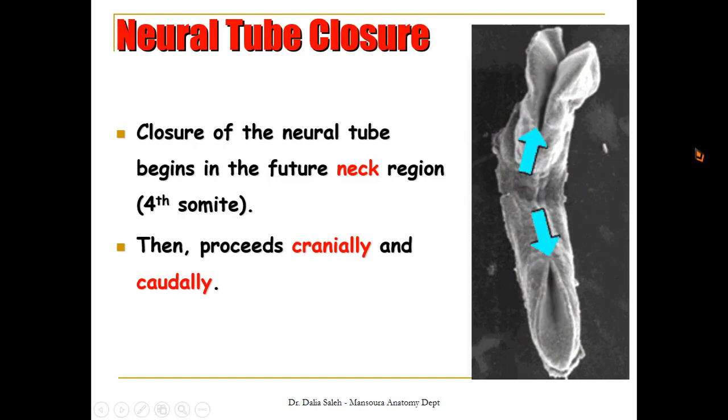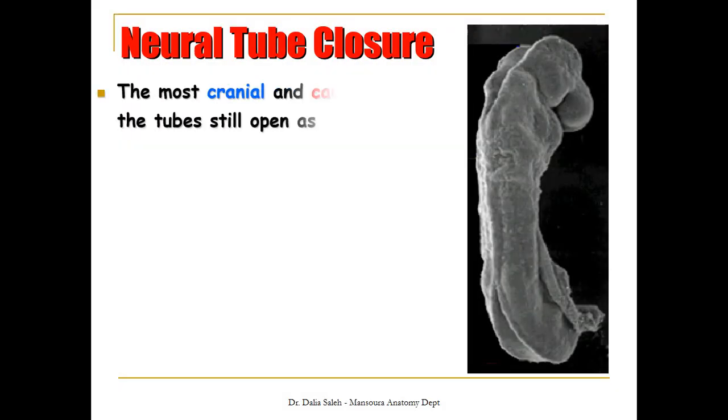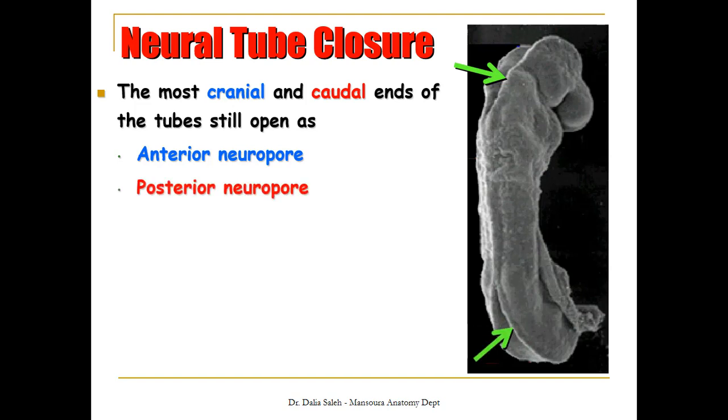This simple animation represents the way that the neural tube closes. It first closes at the neck region, and then the closure spreads both cranially and caudally. The most cranial end and the most caudal end of the tube are still open, and that's why we call them neuropores: the cranial or anterior neuropore here, and this is the posterior neuropore.